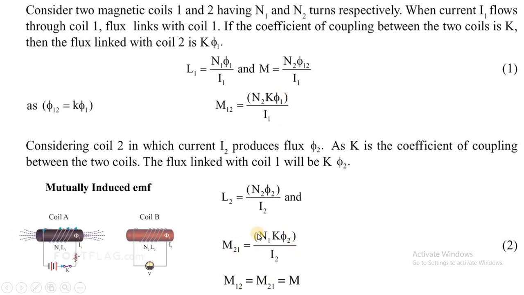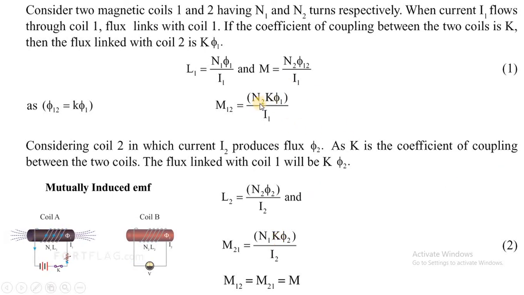What is M21 value? N1 into K phi 2 divided by I2. Okay, so if we multiply these two values to each other, what will the LHS be? M12 into M21, where M12 and M21 are equal to M, so I'll say M square. So LHS will be M square, equal to, what will be my RHS?